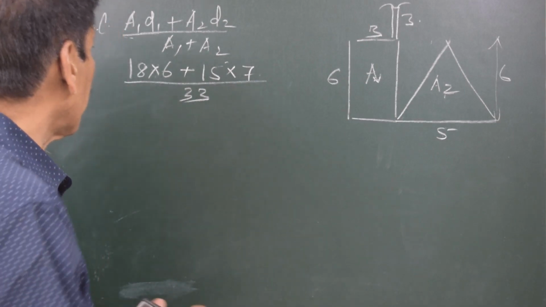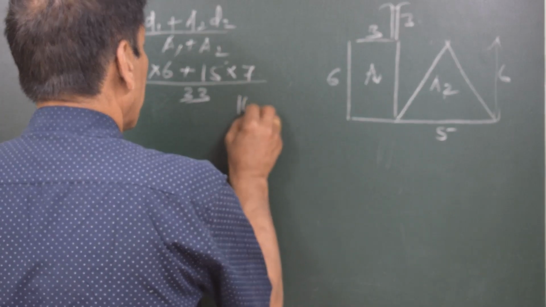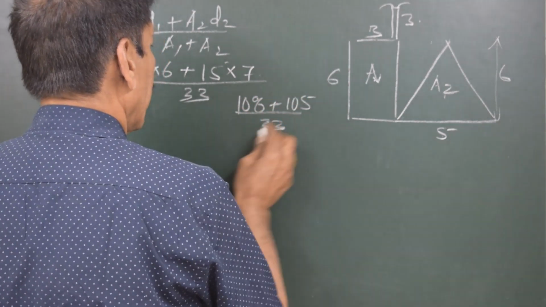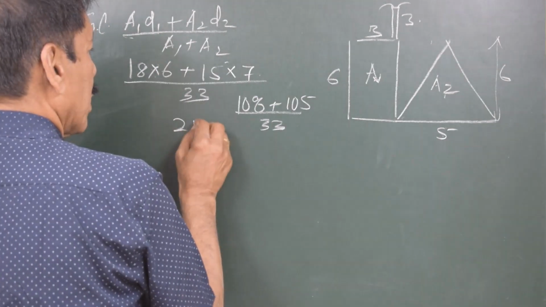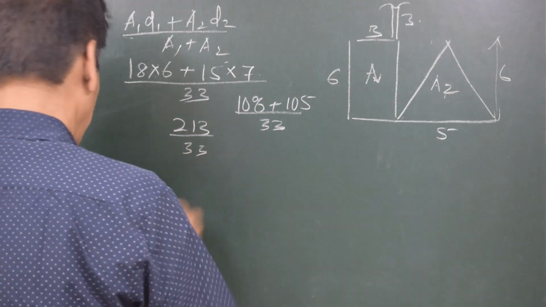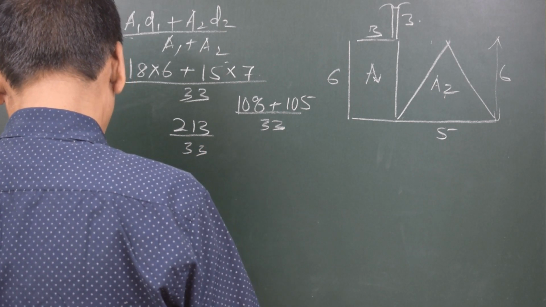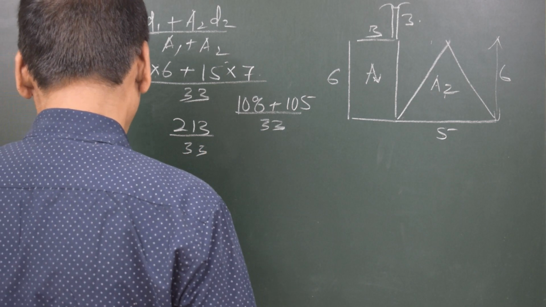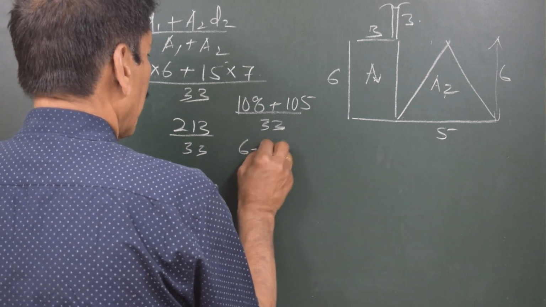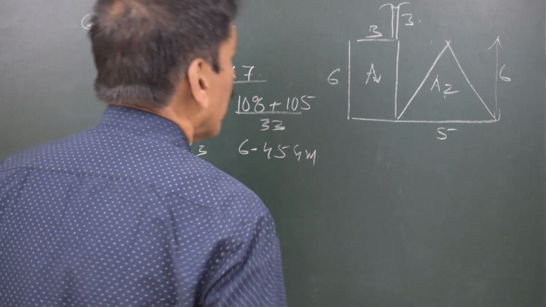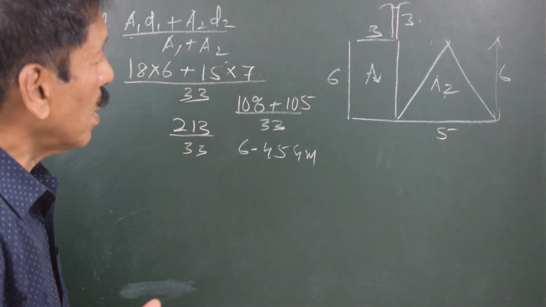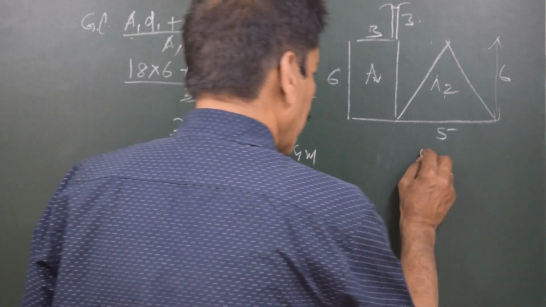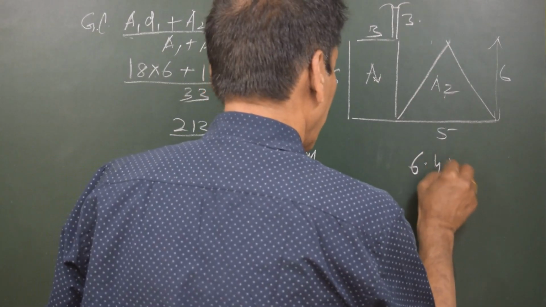So this becomes 108 plus 105 divided by 33, that is 213 divided by 33. 213 divided by 33 gives me 6.454 meters below the water level. That is the position of common centroid below the water level. So we'll write down over here 6.454.